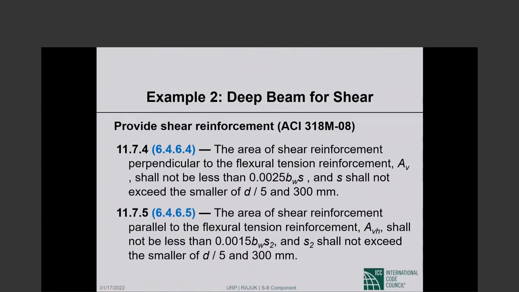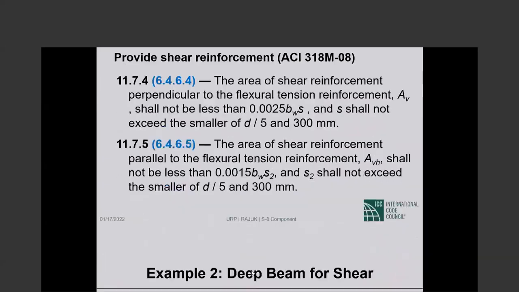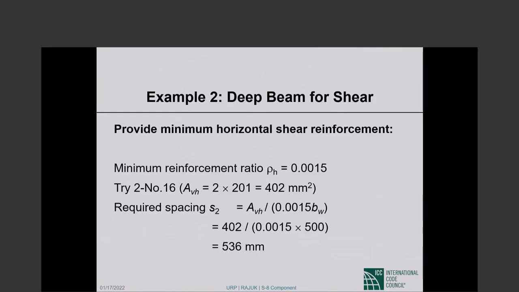So the area of shear reinforcement perpendicular to flexural tension, A sub V, shall not be less than, I have taken you through all of that. So the vertical shear reinforcement minimum is 0.25%, maximum spacing is 1/5 of D or 300 millimeters, whichever is less. The horizontal shear reinforcement minimum is 0.15%. The spacing is D over 5 or 300 millimeters, whichever is less. So minimum horizontal reinforcement ratio is 0.0015.